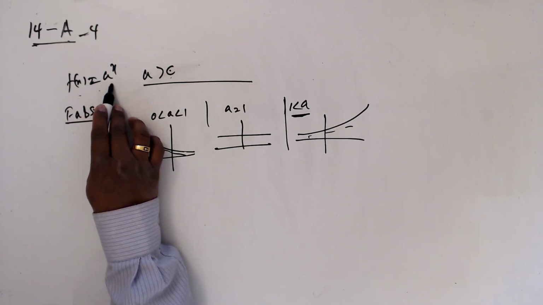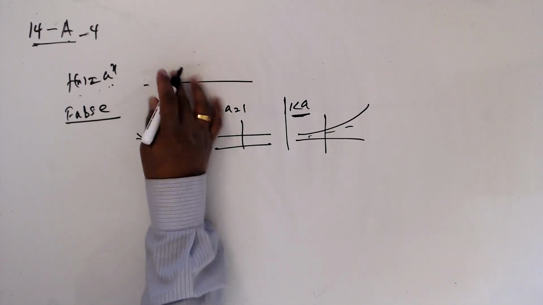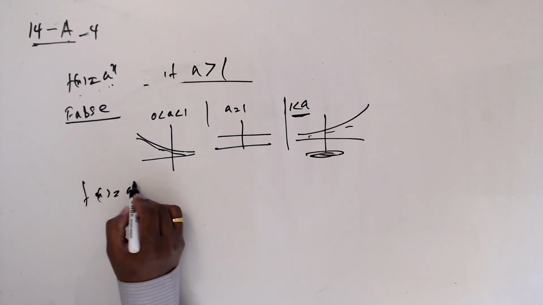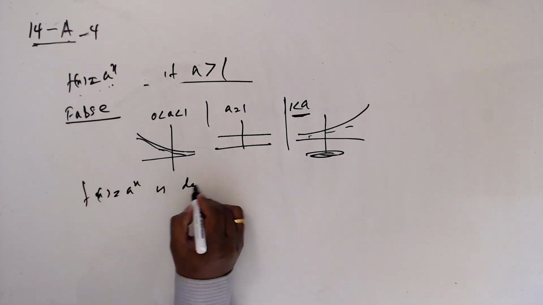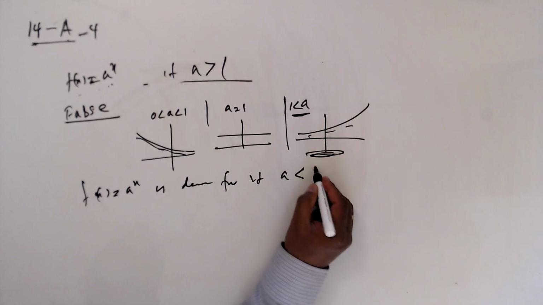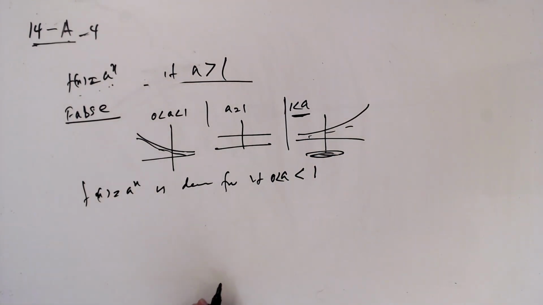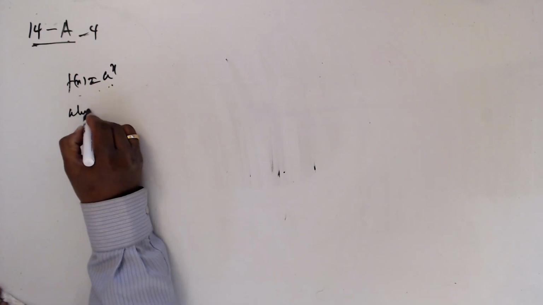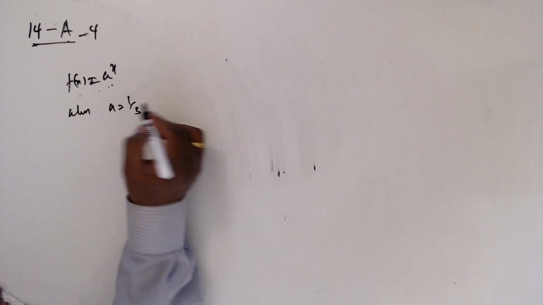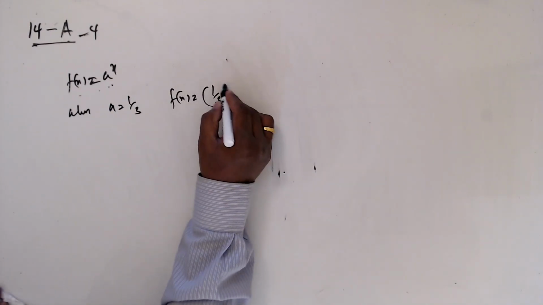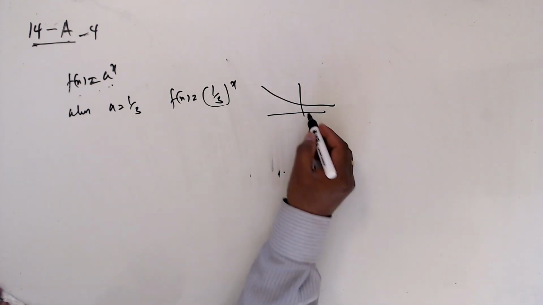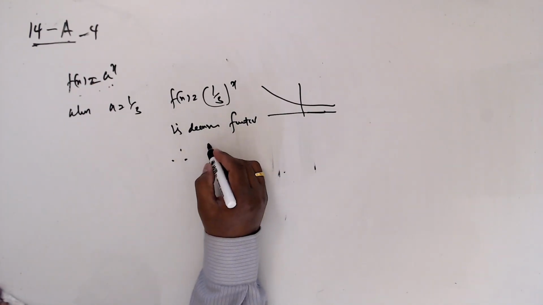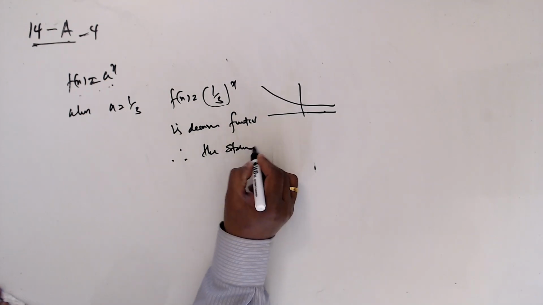f(x) equals a^x is an increasing function if a is greater than 1. f(x) equals a^x is a decreasing function if a is less than 1, or 0 is less than a is less than 1. So you want to give a counterexample. You want to show that when a equals 1/3, f(x) equals (1/3)^x is a decreasing function. Hence, the statement is not true.